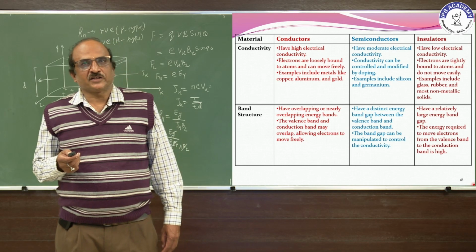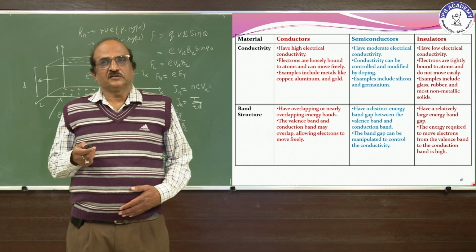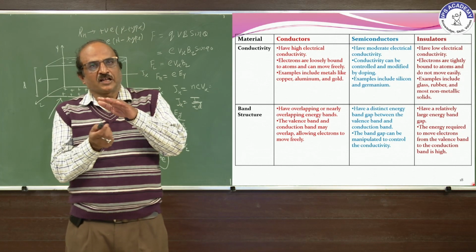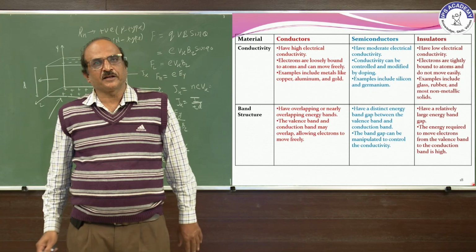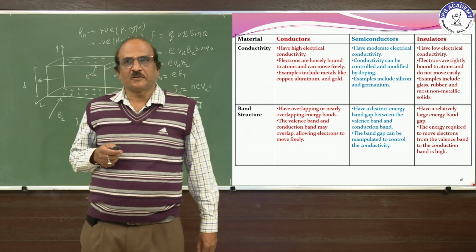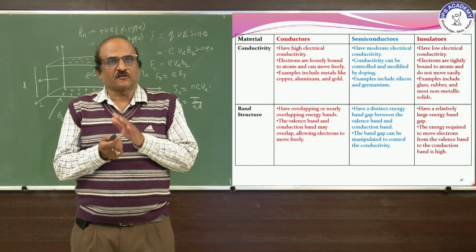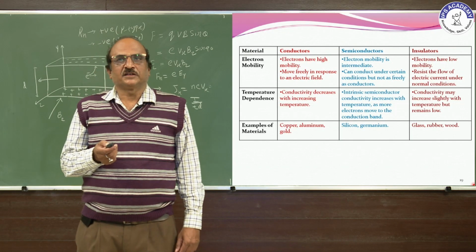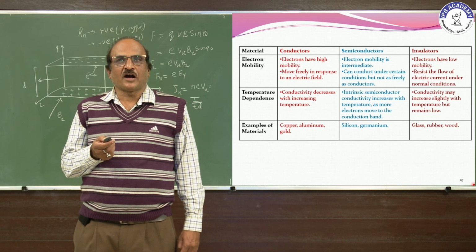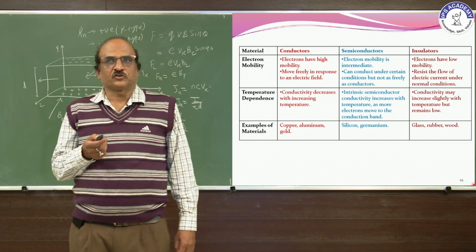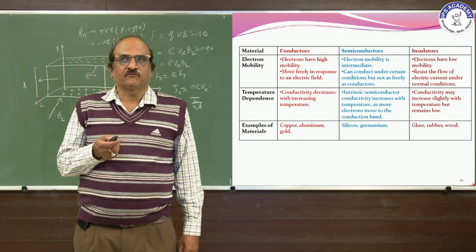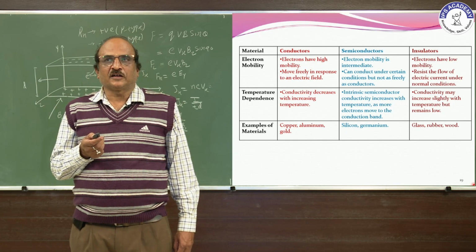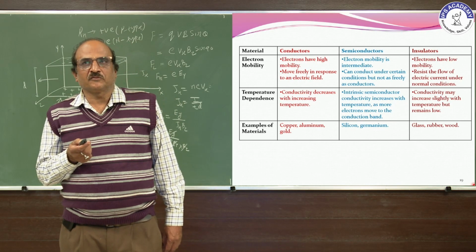On the basis of band structure, conductors have an overlapping band structure: the valence band and conduction band almost overlap. In a semiconductor the gap is of the order of 1 electron volt, and in an insulator it is of the order of 6 electron volts. On the basis of electron mobility, conductors have high mobility and respond freely to an electric field, in semiconductors electron mobility is intermediate, and in insulators electrons have very low mobility.